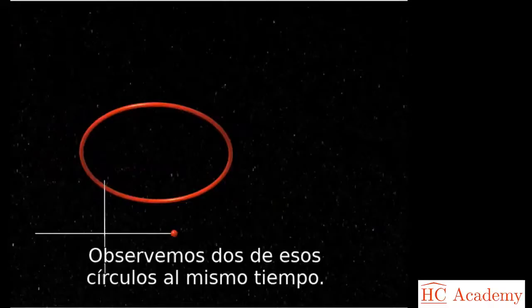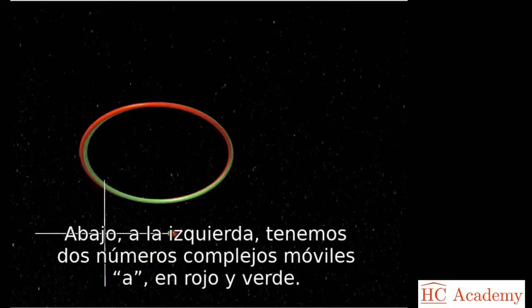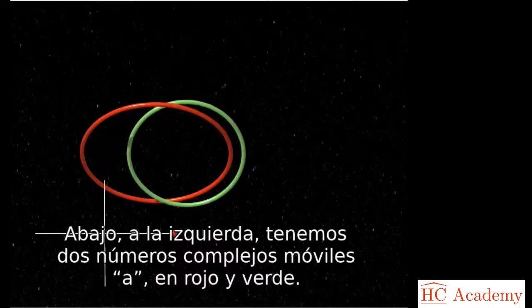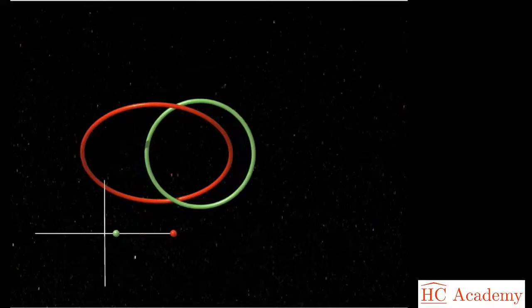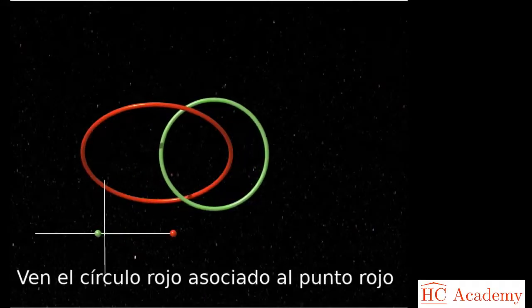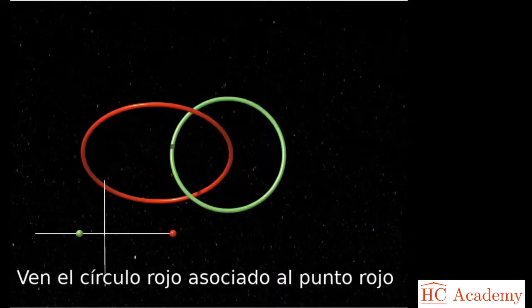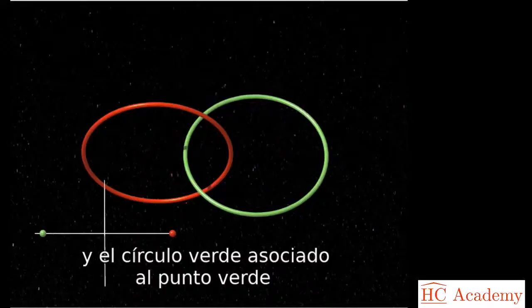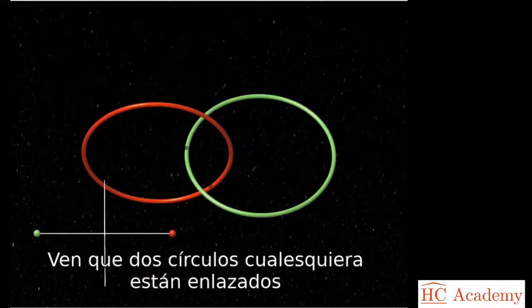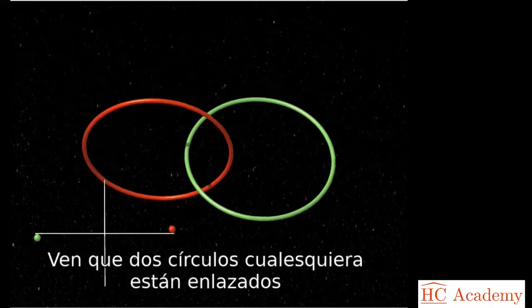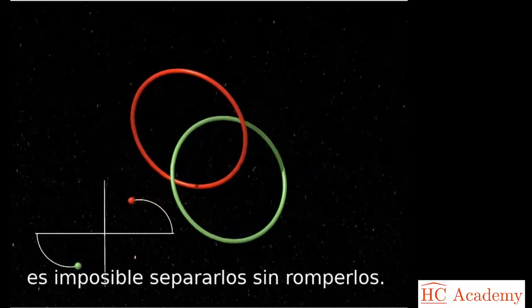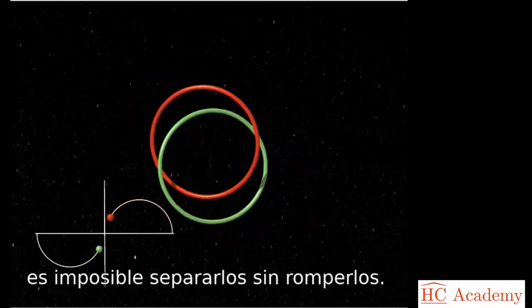Let's look at two of these circles simultaneously. In the lower left-hand corner, they are the two moving complex points, one red, the other green. You can see the circles associated to the red and green points. Notice that these two circles are linked together like two links of a chain. It is impossible to separate them without breaking them.